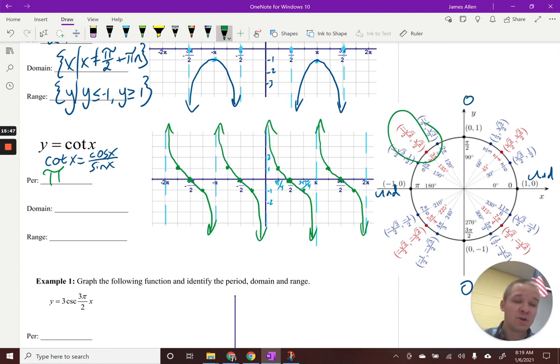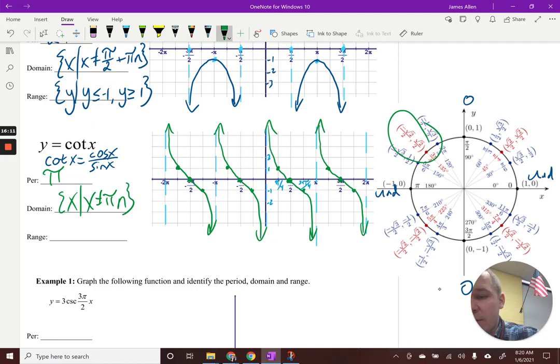How about my domain? Well, once again, it has an asymptote at 0, so x can't equal 0. And then also every pi, it's no bueno, right? So the simplest way to write it would be x cannot equal pi times some integer n. So that could be a positive integer, a negative, it could be 0, right? That would take care of that x equals 0 asymptote.